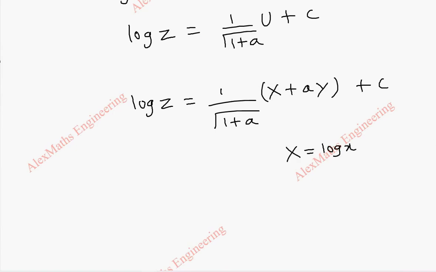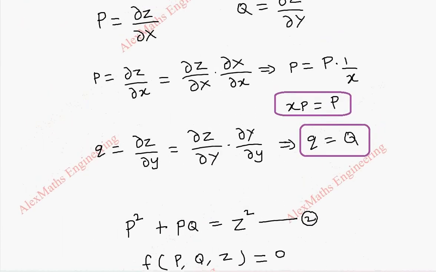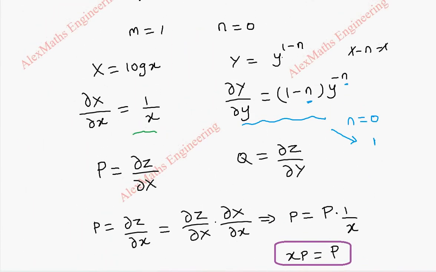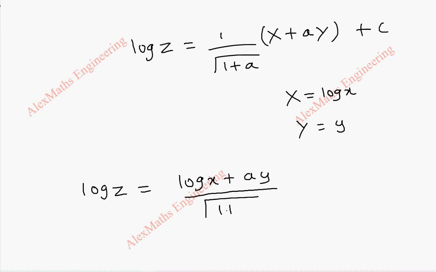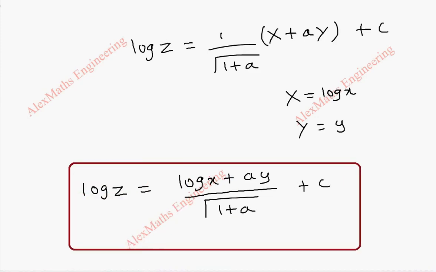So we get log z equal to 1 by root 1 plus a, and u is nothing but x plus ay, then plus c. Here capital X is log x, which is the substitution we gave, and capital Y is y power 1 minus n. When n is 0, it is y, so capital Y is equal to small y. Now replacing this, we get log z is equal to log x plus ay by root 1 plus a, plus c. This is the required complete solution.